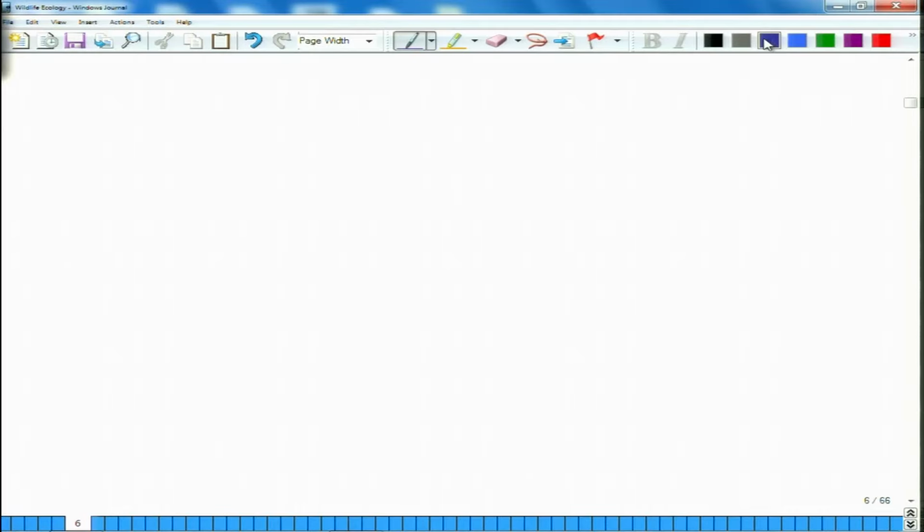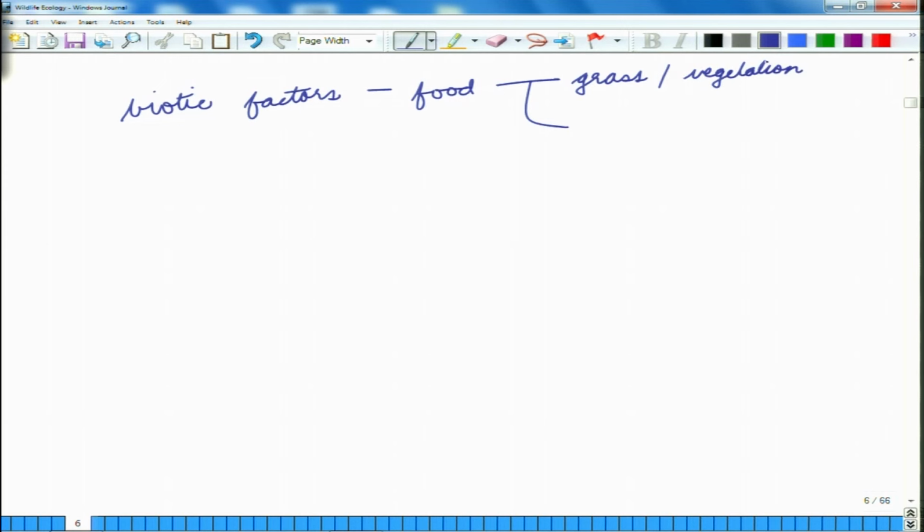Now, let us look at some biological factors or the biotic factors. Now, biotic factors could include things such as food. So, this food could include things like the amount of grass or vegetation that you have, or the amount of prey that you have in this area. Another biotic factor that would determine distribution and abundance would be the presence or absence of predators in the area.